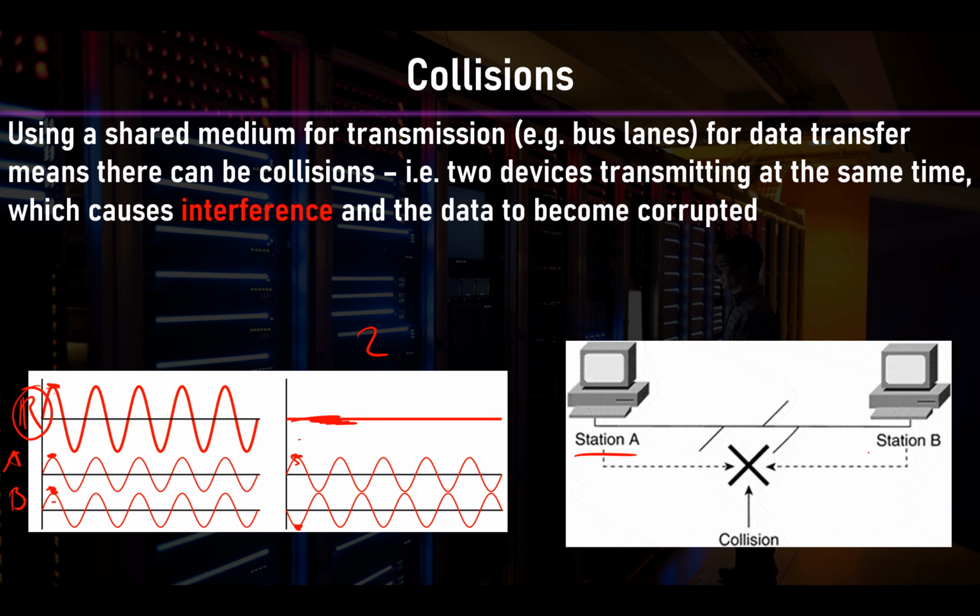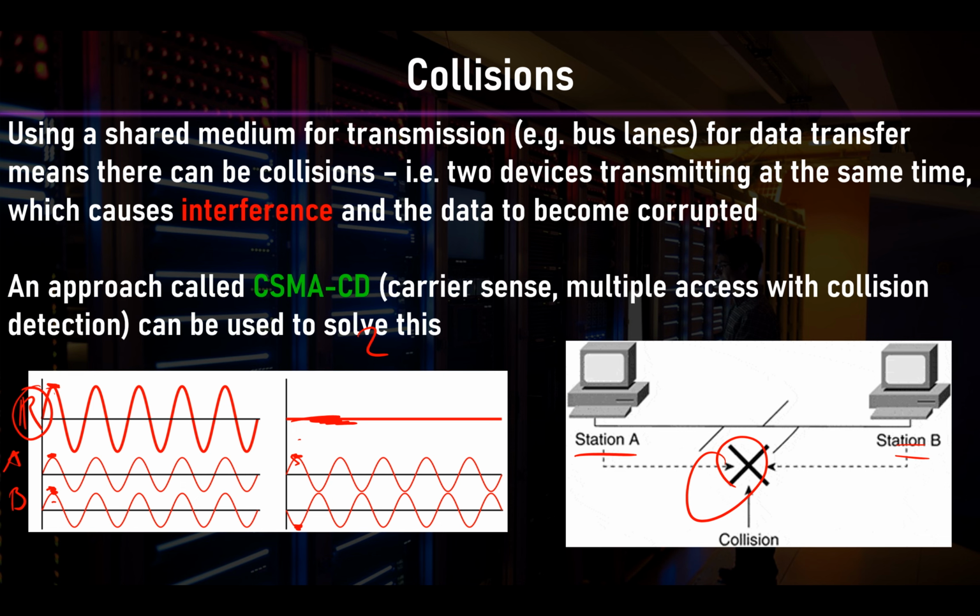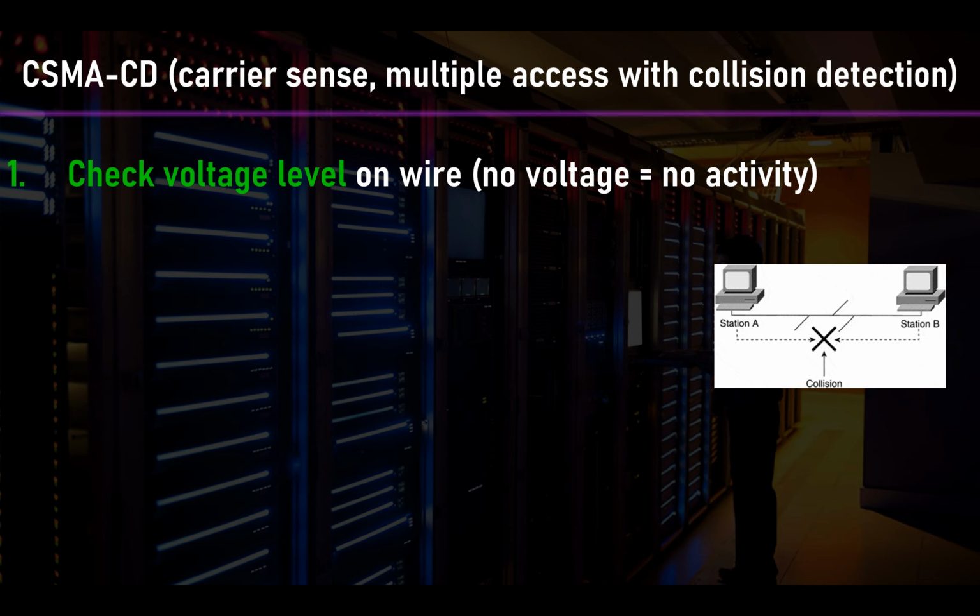So computer A, computer B, they're both transmitting at the same time. It's going to meet in the middle. That's where the collision is going to occur. So this is where we're going to use an approach called CSMA/CD, carrier sense multiple access with collision detection, and that's going to be used to solve this issue of collisions. So let's see how it works then.